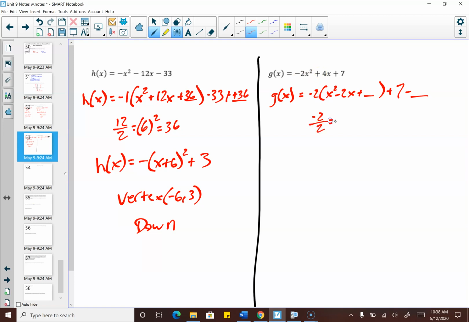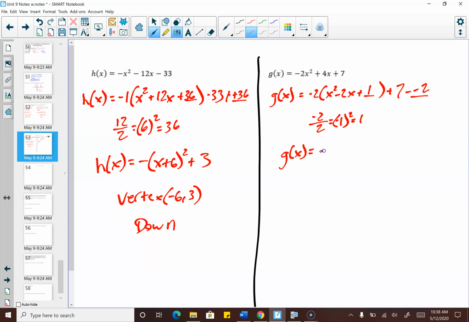So middle number divided by 2. Negative 2 divided by 2 is negative 1. Negative 1 squared is 1. So on that first line goes a positive 1. We have to check here. So negative 2 times 1 is a negative 2. So we end up with minus negative 2 on that last line.